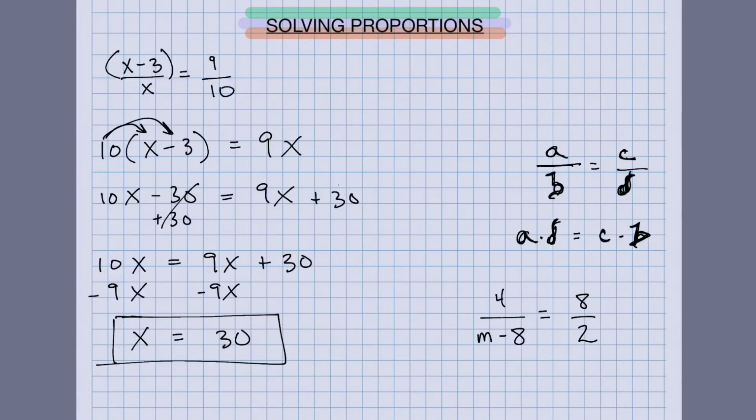Okay, it's not very difficult. Just go off of this key here. Okay, this is your key for proportions.